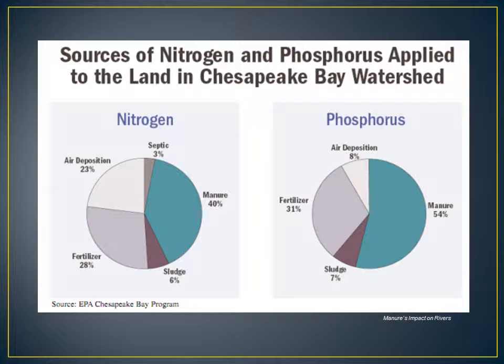Animal manure is the largest source of nitrogen and phosphorus being placed on lands in the Bay watershed. Manure is accountable for 40% of nitrogen and 54% of phosphorus deposited on land. Nitrogen and phosphorus are two of the major pollutants in the bay and contribute to eutrophication.